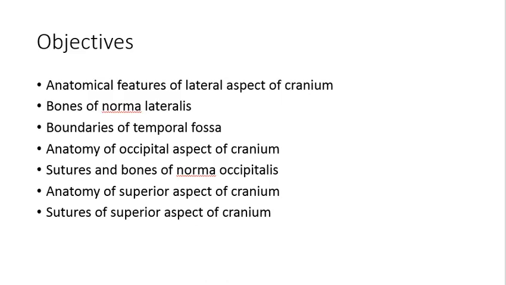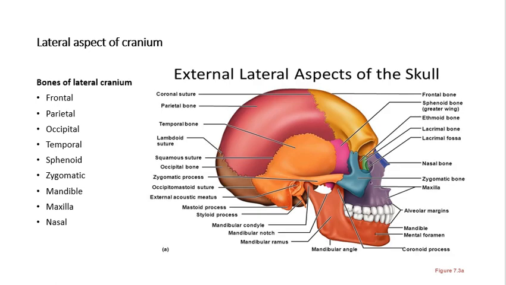First of all, we will outline our learning objectives. What are the learning objectives of today's lecture? What are the anatomical features of the lateral aspect of the cranium? Enumerate the bones of the norma lateralis. What are the boundaries of the temporal fossa? Give the anatomy of the occipital aspect of the cranium. What are the sutures and bones of norma occipitalis? What is the anatomy of the superior aspect of the cranium? And with this, what are the sutures of the superior aspect of the cranium?